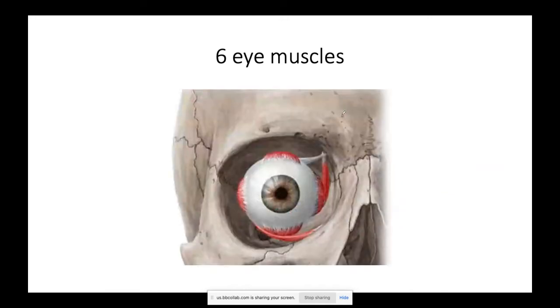If we look at it from this view, that's your superior rectus. This one right here would be your inferior rectus. This one on the inside is your medial rectus, and this one on the outside is your lateral rectus. Now on the top, going through that trochlea, the pulley, that's your superior oblique. And then on the bottom, in this direction, that would be your inferior oblique.